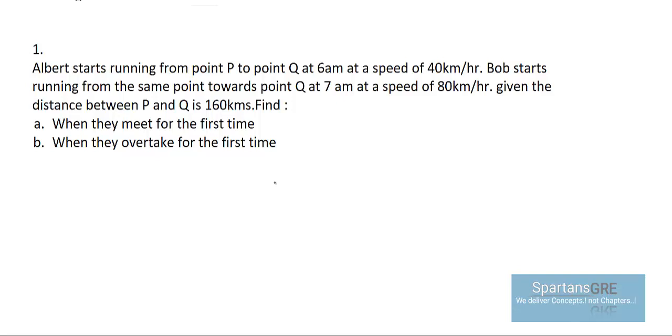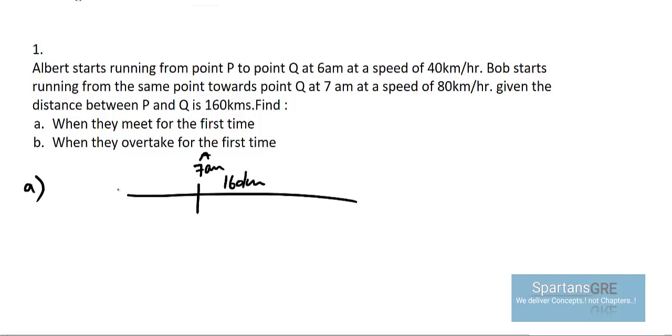meeting and overtaking, right? So our first question, this is 160 kilometers and A started at 6 a.m. and then B starts at 7 a.m. So at 7 a.m., A will be here, and at 7 a.m. B will be here. So this distance will be how much? In 1 hour, A's speed is 40 kilometers per hour, B's speed is 80 kilometers per hour, right? That means in 1 hour, A traveled a distance of 40 kilometers, right?